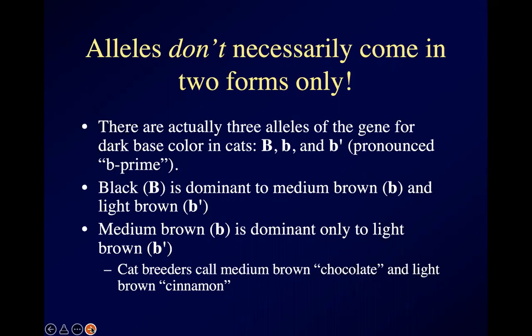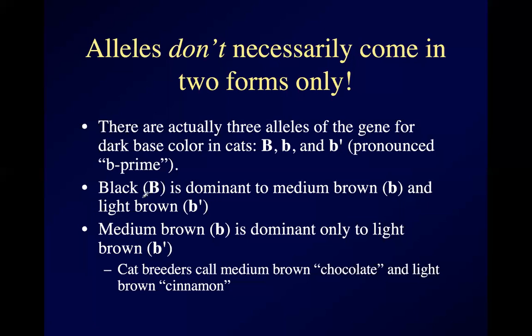That prime mark looks like a single quotation mark. And the capital B stands for black, and black is dominant to medium brown, which we represent with lowercase b, and light brown, which we represent by little b prime. Black is dominant to medium brown and light brown, and medium brown is dominant only to light brown. Now, since these are cats, I should refer to these as medium brown and light brown. But cat breeders refer to these colors as chocolate and cinnamon.